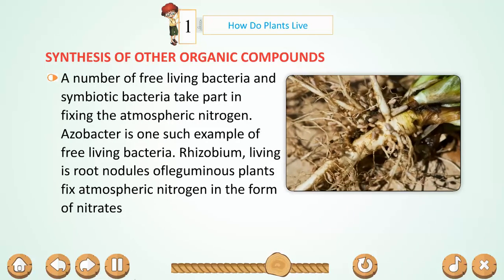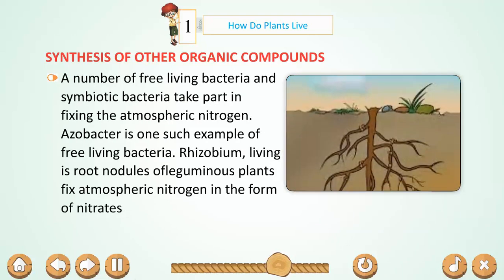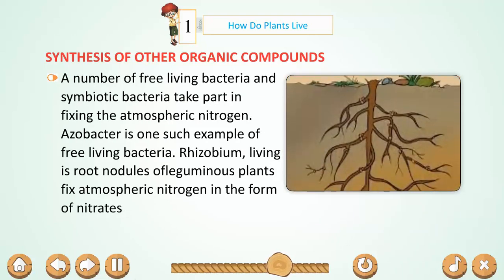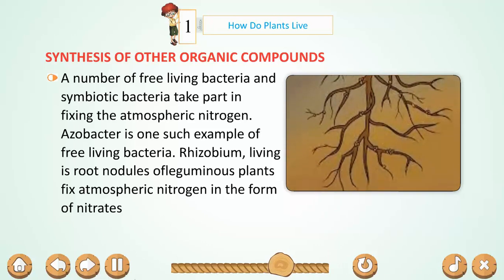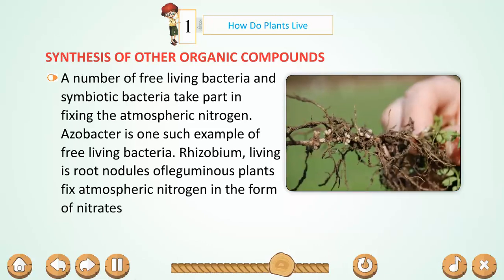A number of free-living bacteria and symbiotic bacteria take part in fixing the atmospheric nitrogen. Azotobacter is one such example of free-living bacteria.